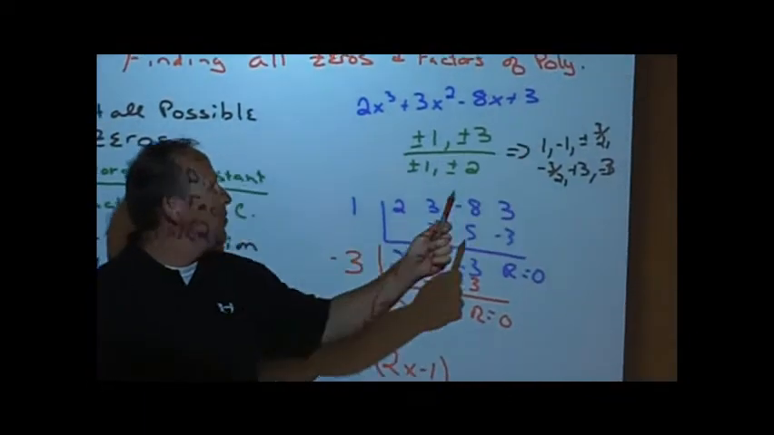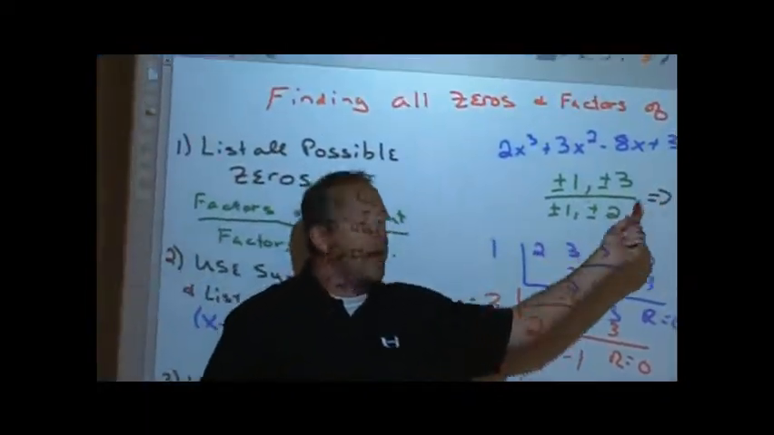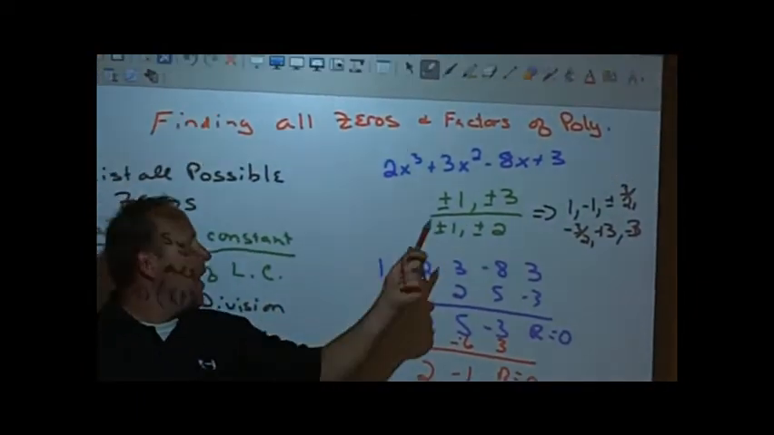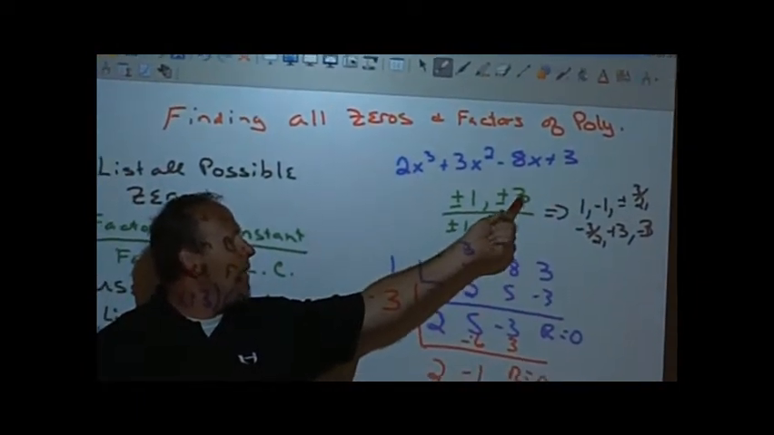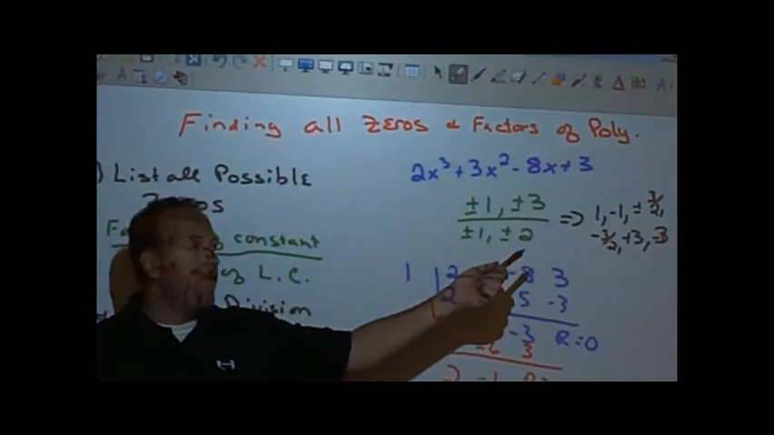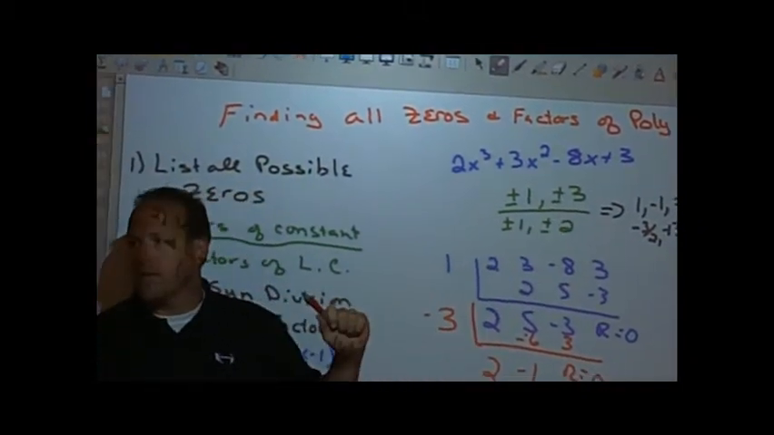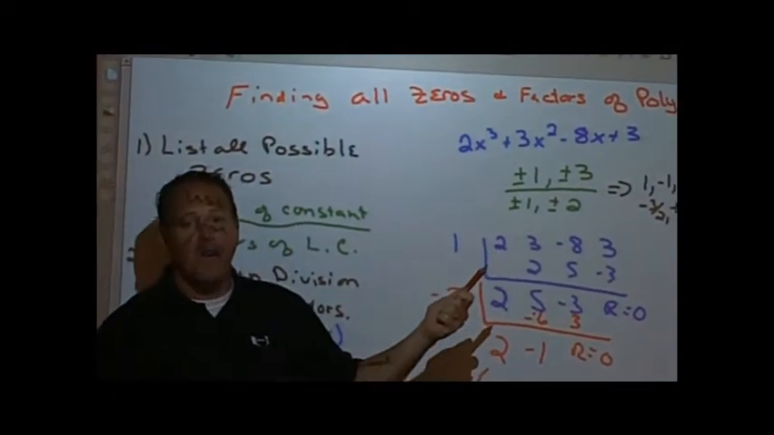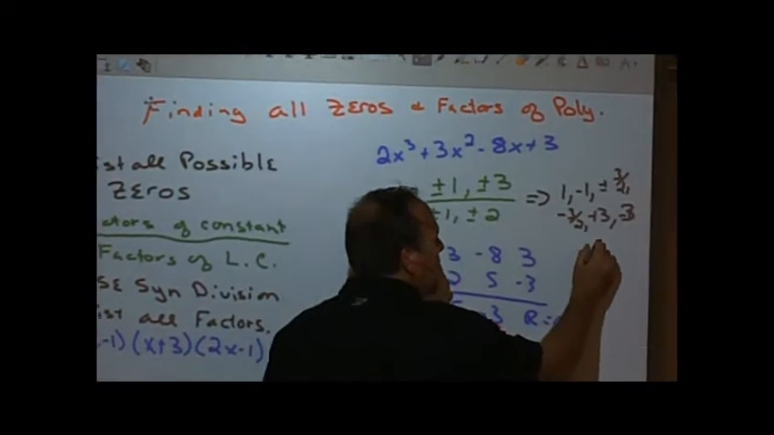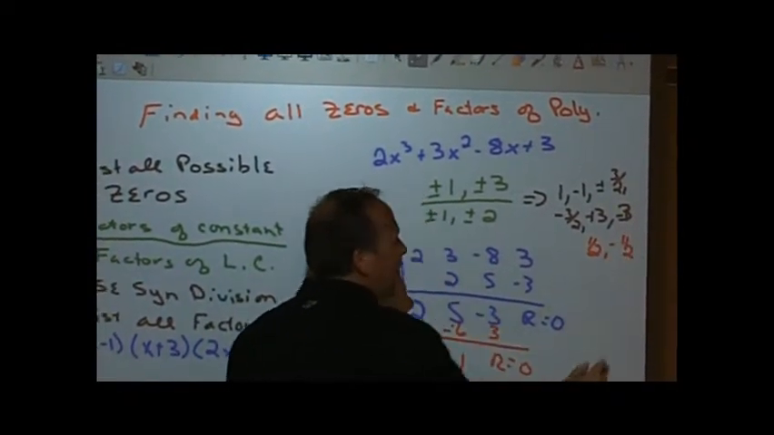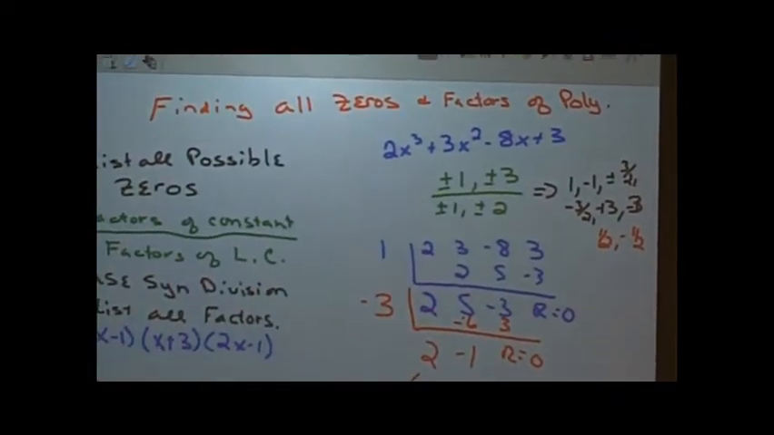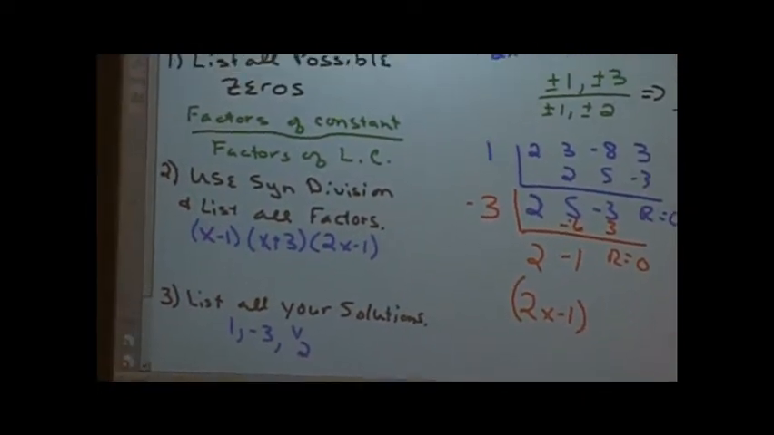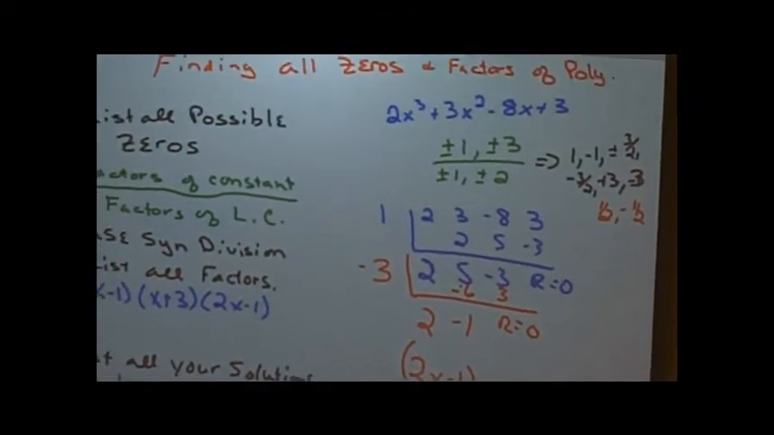For example, I got a positive 1 because 1 divided by 1 is a positive. 1 divided by a negative 1 is a negative. Then I have here not only 3 divided by 1, but I also have 3 divided by 2. That gave me a positive 3/2 and a negative 3/2. Then it gave me a positive 3 and a negative 3, and I forgot one, because I should have up here a positive 1/2 and a negative 1/2. So technically we had 8 possible zeros, but only 3 of them truly worked. I forgot to write down the 1/2 and negative 1/2. Does that make sense?